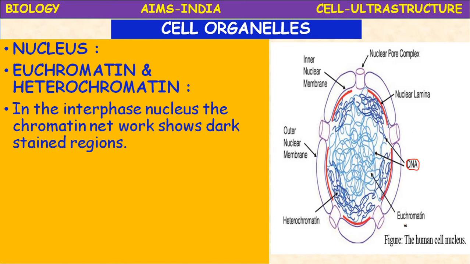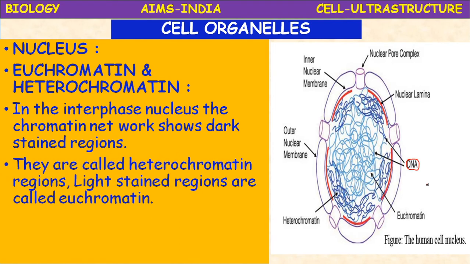Interphase. In the interphase, the nucleus and chromatin network show dark stained regions. They are called heterochromatin regions. See here in this picture, dark stain region means thick color. So the nucleolus will give that color. Okay, the nucleolus is the part of the nucleus which imparts color to the chromosomes, nothing but this chromatin material.